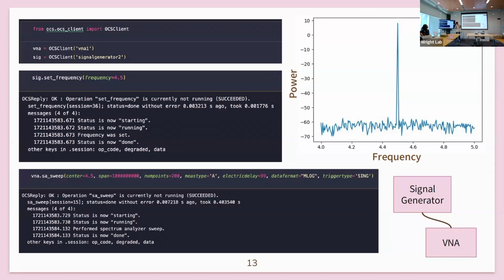And these sections of code are just the commands we use to control the client. First we established a connection to the agent. And then in the second part, we set the frequency of the signal generator to 4.5 gigahertz. And in the third part, we performed a VNA sweep. This is just some example output of what the user interface looks like when interacting with the agent and client.